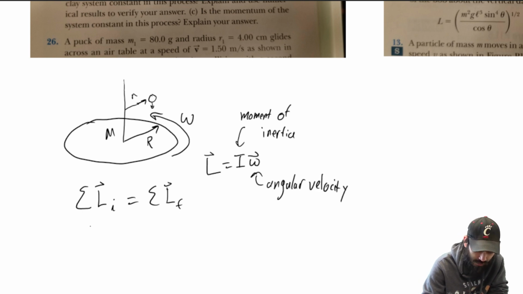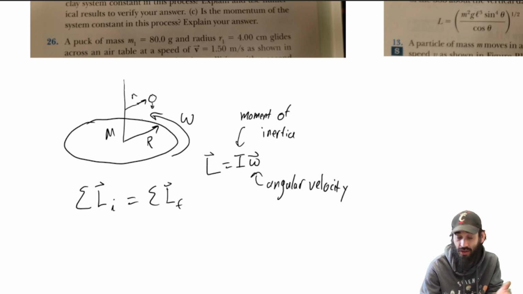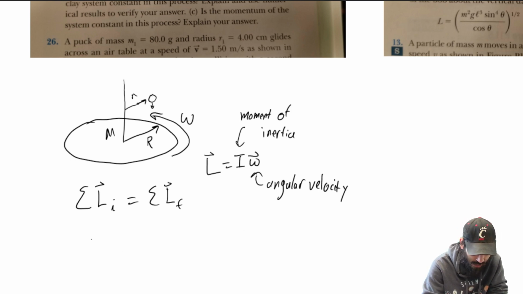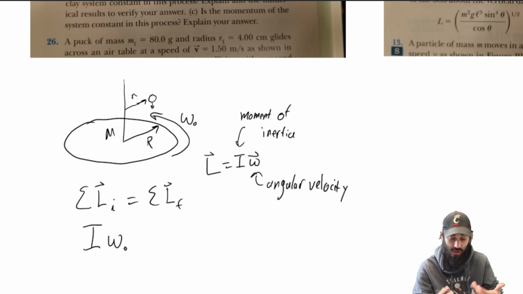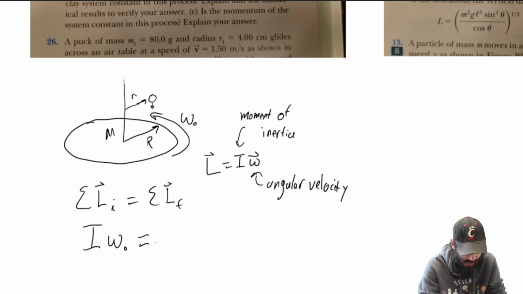So in the initial state, this lump of clay is not going to be creating any angular momentum itself. It doesn't have any angular momentum in this system here. So the initial angular momentum is only from the turntable. So we have some I, let's call this an omega naught to denote that it's the initial state. And then in the final state, these two things are going to be moving together, and so this turntable is going to have a new angular velocity. We're going to call this omega 1.